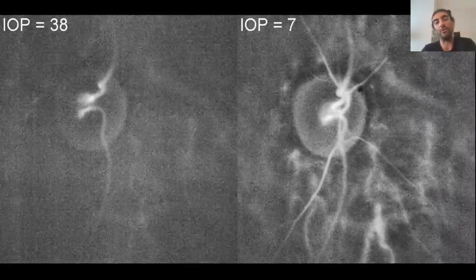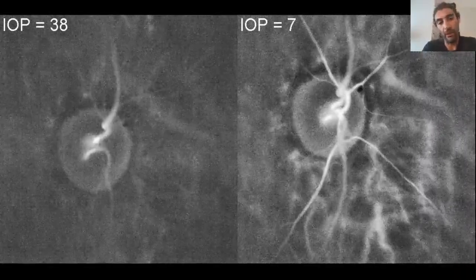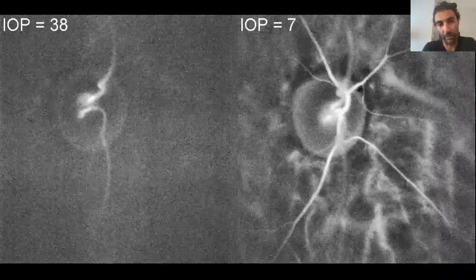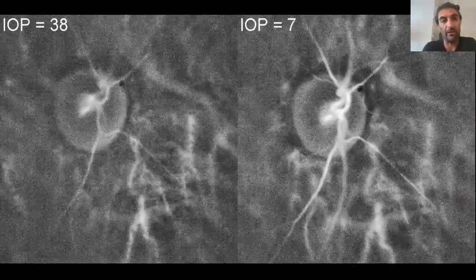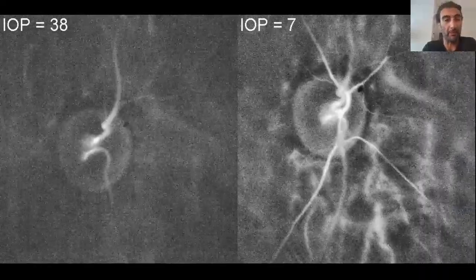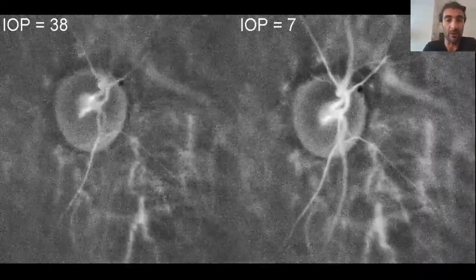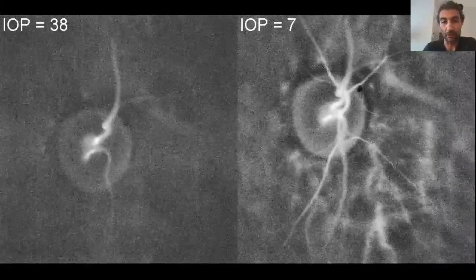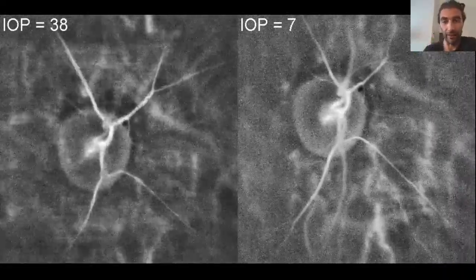Let me introduce you to another experiment that we can do. It's the measurement in glaucoma patients. Okay, and here you see on the left a patient with an intraocular pressure of 38 millimeters of mercury, with a very, very deeply modulated pulse wave in the retinal arteries.